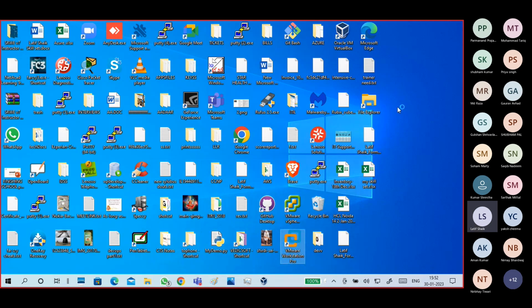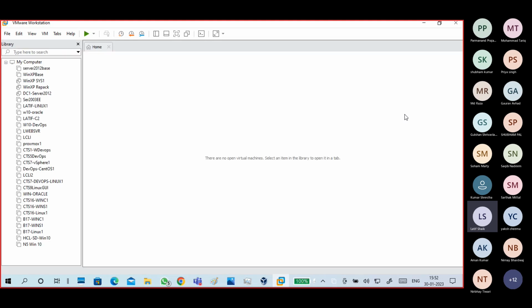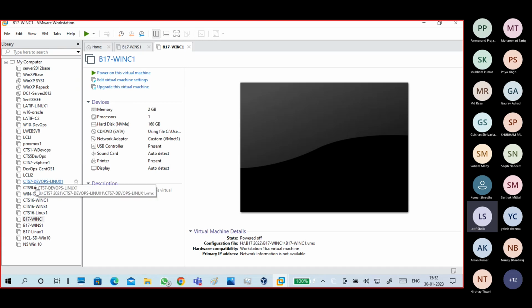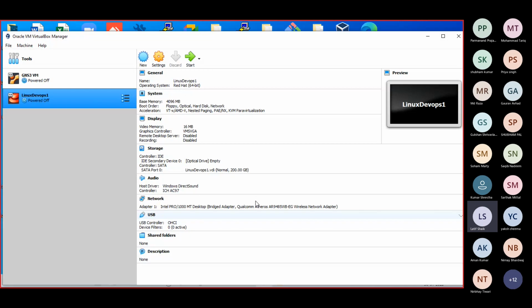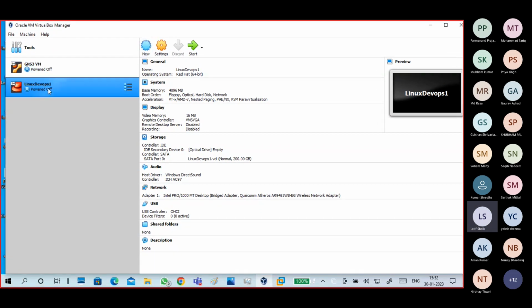In this VMware Workstation, I also have several operating systems installed, including older ones like Windows XP, 2003, 2012, 2007, 2008, 2000, Windows 10, Windows 2016, like this. These are all my virtual machines. This is my server, and this is the client. And of course, I installed this Linux operating system in my VirtualBox.